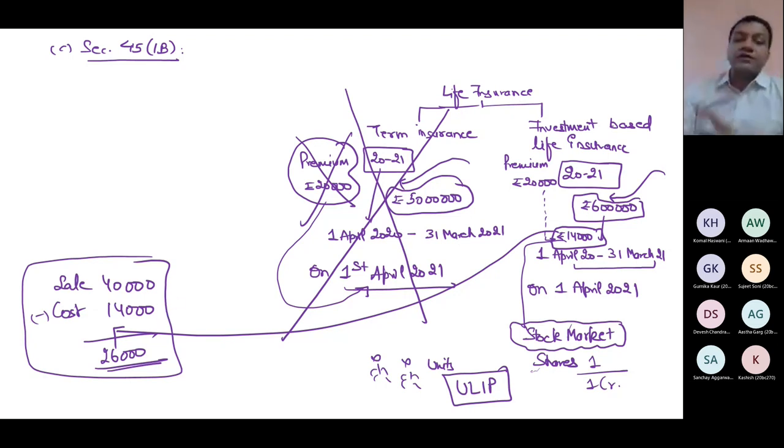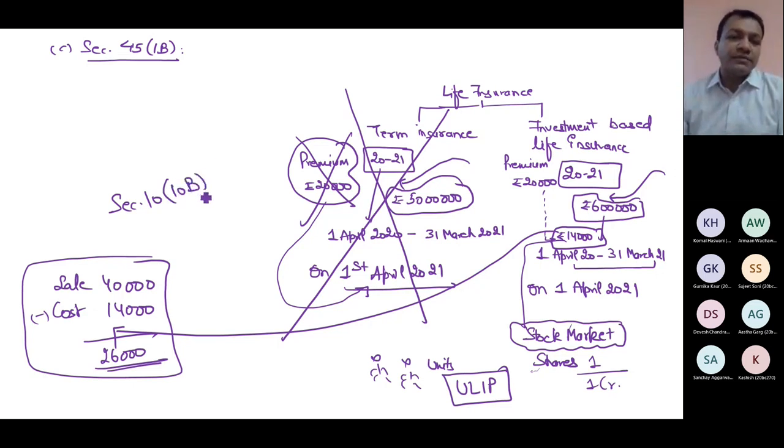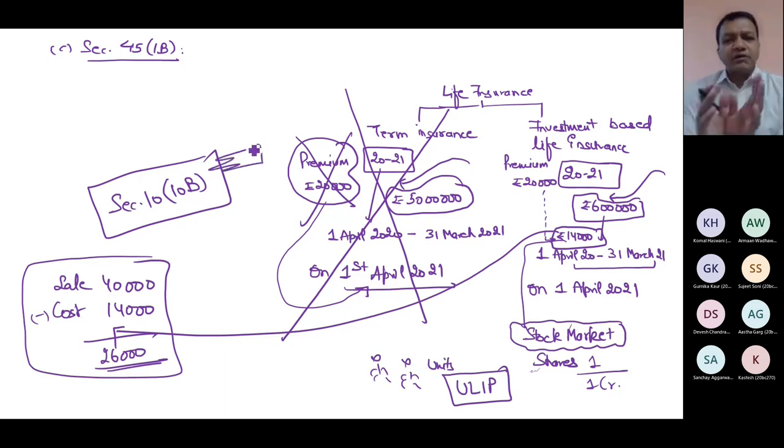Till 31st March 21 it was tax free, it was not taxed because of some provisions of section 10 clause 10d. I'm not saying that it was fully tax free, till 31st March 21 also it came with some conditions. There is a section 10 clause 10b, where depending upon different conditions the amount was tax free.